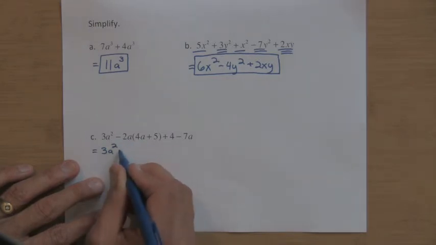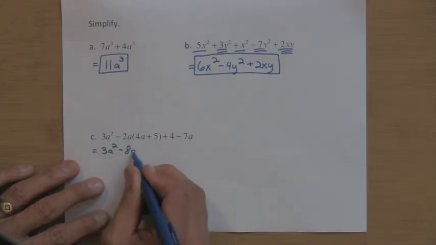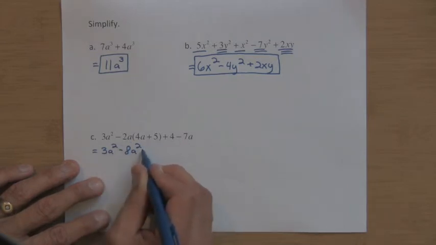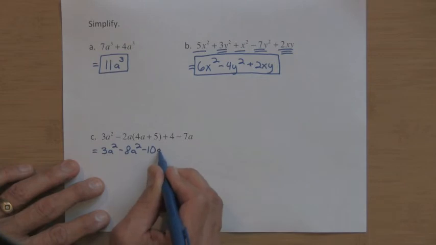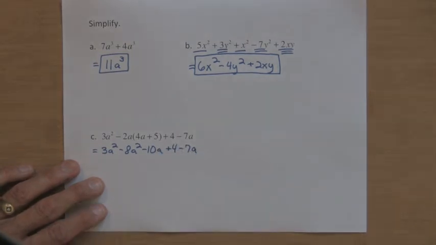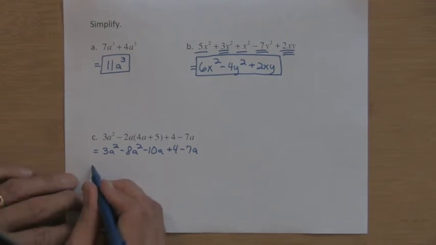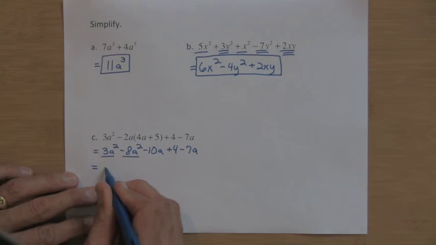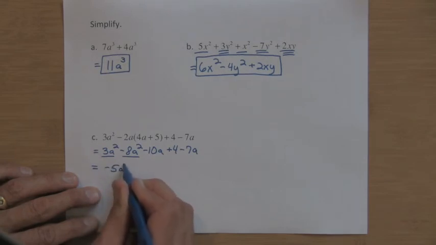So negative 2 times 4 is minus 8, and a times a is a squared. Negative 2a times 5, well, negative 2 times 5 is negative 10, and we have times a. And then we have plus 4 minus 7a. So then, like terms, we have a squareds. 3a squared minus 8a squared. 3 minus 8 is negative 5, so it's negative 5a squared.